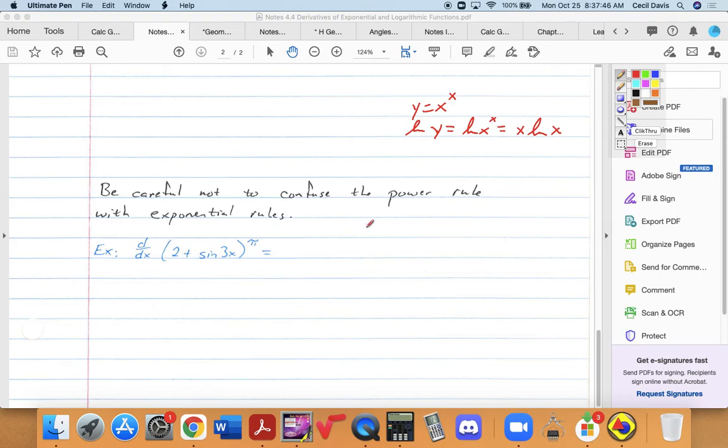All right, so taking the derivative of this, what are we going to get? Pi times 2 plus sine 3x quantity to the pi minus 1, times cosine 3x, times 3. There we go.